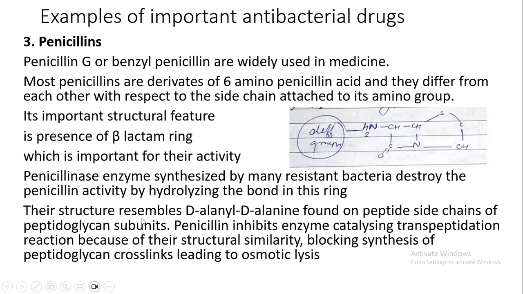Penicillin basically resembles the structure of D-alanine that is found on the peptide side chains of peptidoglycan subunits. Penicillin inhibits the enzyme that catalyzes the transpeptidation reaction because of the structural similarity. And in this way, it blocks synthesis of the crosslinks, leading to osmotic lysis of the cell wall.